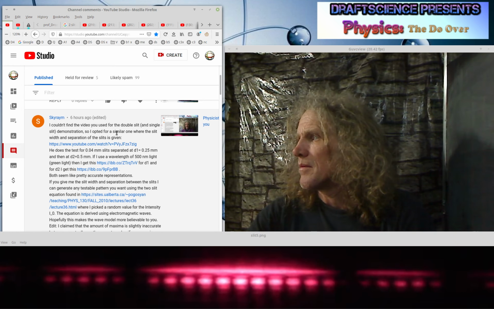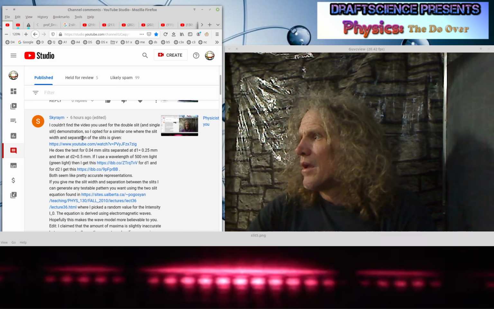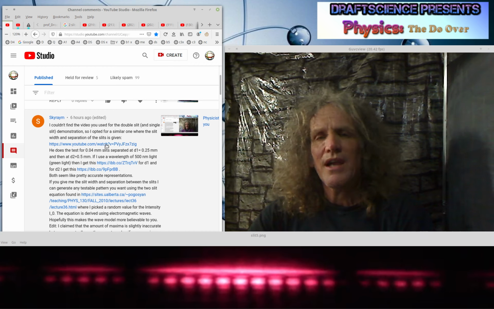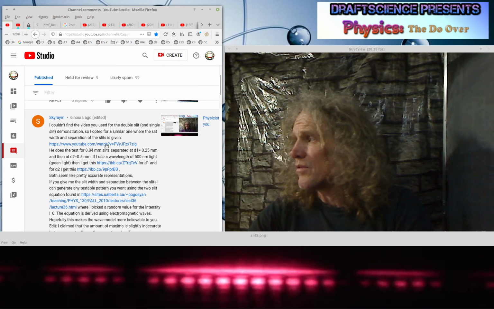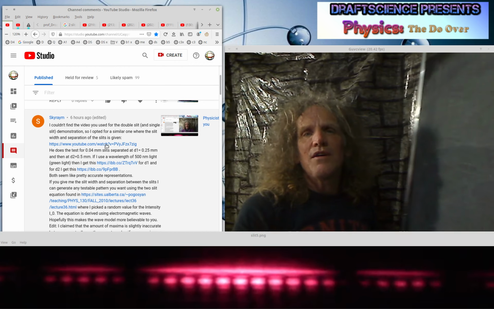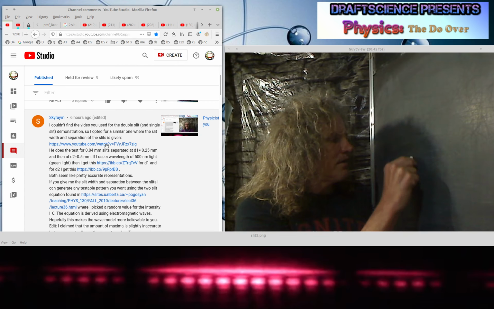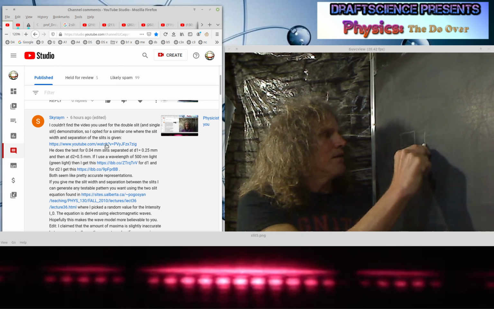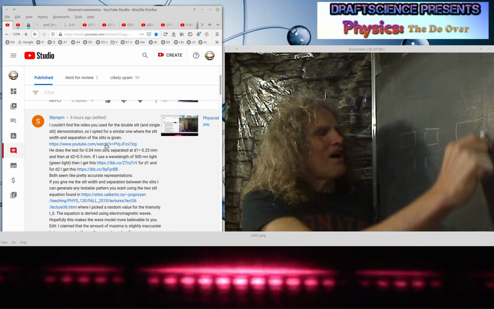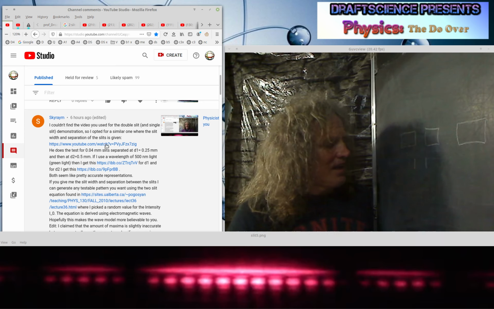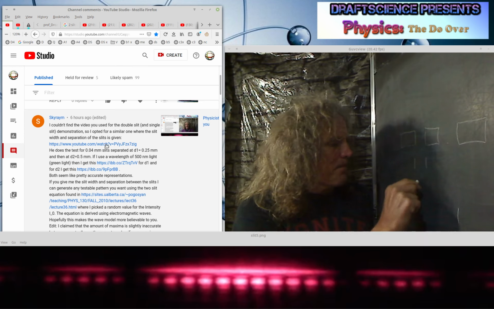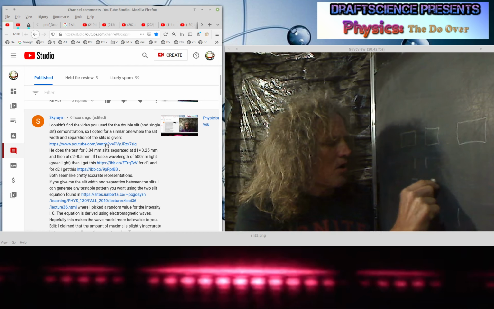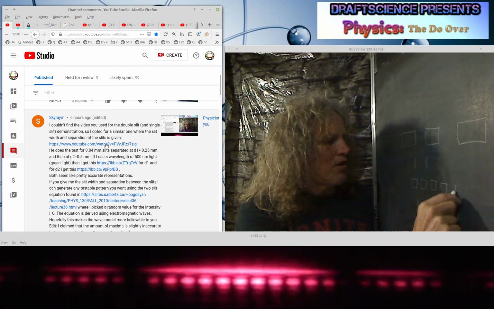Oh, amazing. All right. So I opted for a similar one where the slit width separation of slits is given. Who cares what the separation is? As pointed out, we already know what affects the pattern. If the slit is narrow, the pattern is big. Okay? The blocks are big, the spaces are big. If the slit is wide, the pattern is small. The bricks are small, the separation is small. All right? So we already know that.